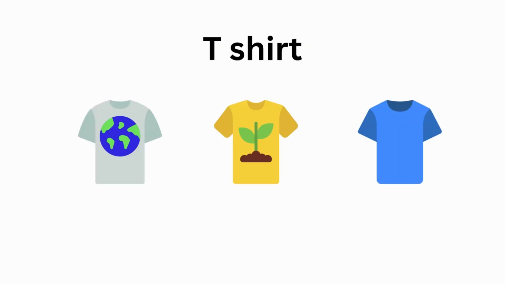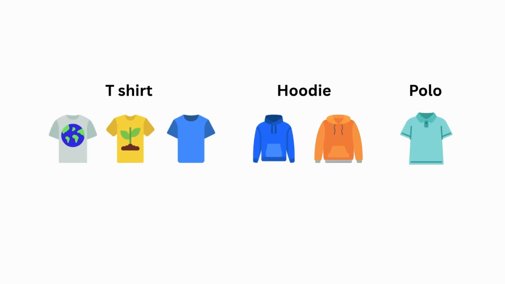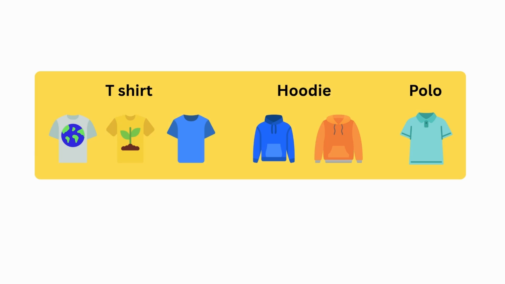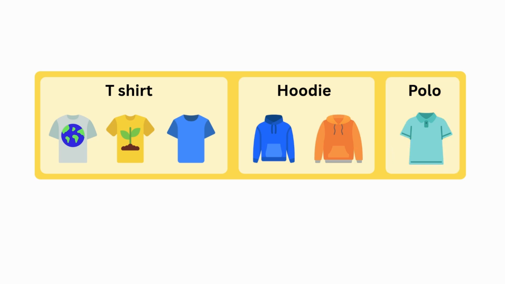Next, we have sets. Imagine you're having a large wardrobe that has 3 t-shirts, 2 hoodies, and 1 polo shirt. They're all used to cover the upper part of the body, and at the same time, the t-shirts are different from polo shirts and hoodies, and vice versa. We can say clothing for the upper part is a large set, and inside the large set, there are 3 subsets, which are t-shirt, polo shirt, and hoodie.